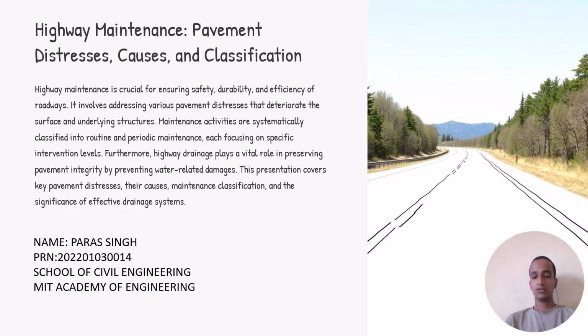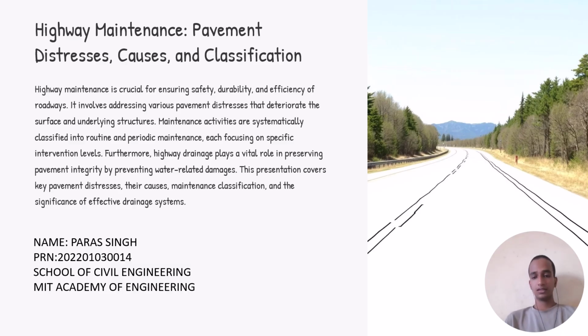Routine maintenance is where small damages can be fixed, like patching or something like that. And periodic maintenance is over a longer time, meaning we have to change the road after the service life of the road is served.